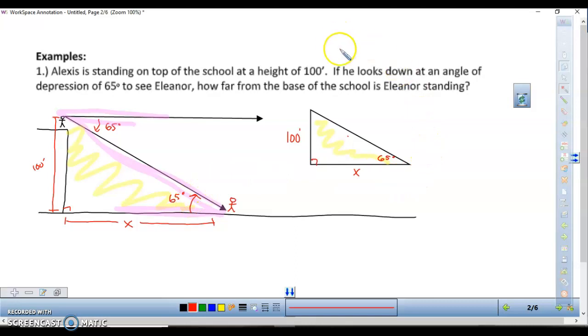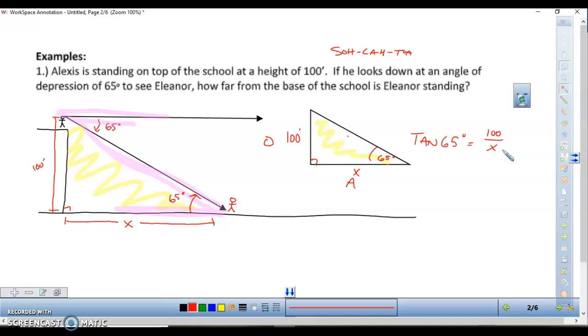And now I'll just use trigonometry, SOH CAH TOA, to solve the problem. Relative to this angle, this is opposite, this is adjacent. So that means I'm going to use tangent, opposite and adjacent. So the tangent of 65 degrees is equal to 100 over x. This is where you've got to use your calculator. Make sure it's in the right mode. When you type in the tangent of 65, you should get 2.14.